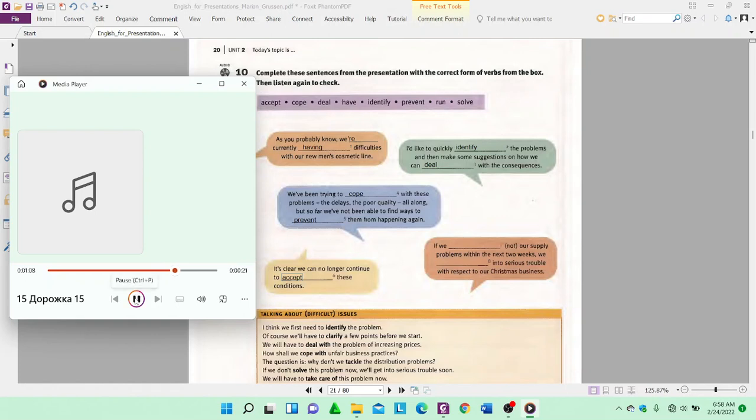Moreover, we're now getting ready for the Christmas season. If we don't solve our supply problems within the next 2 weeks, we'll run into serious trouble with respect to our Christmas business.